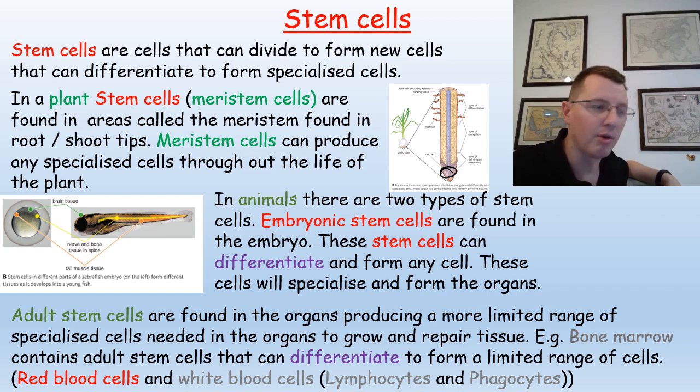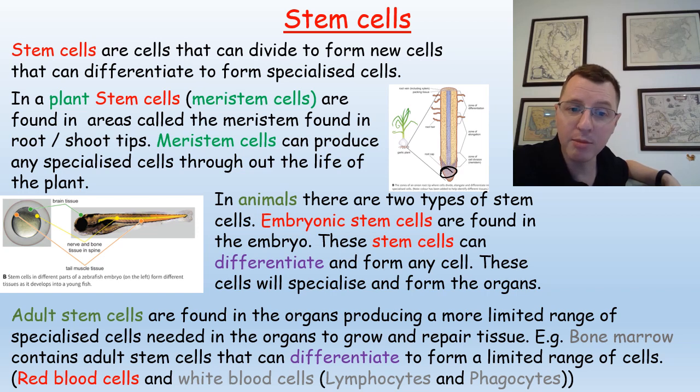Unlike animal cells. Now, animal cells do not have embryonic stem cells after the embryo stage. If you lose a limb, lose an arm or a leg, you cannot regrow them back, because we do not have the stem cells to allow that specialization and differentiation. But in animal cells, there are 2 types of stem cells, so we do have some.